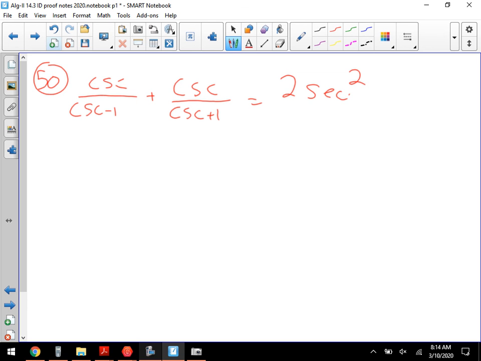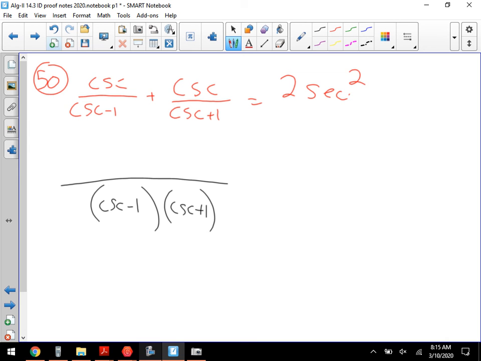So I have cosecant over cosecant minus 1 plus cosecant over cosecant plus 1. And I need to make this look like 2 secant squareds. Basically what you do, you just multiply the amount. First thing I do is get the common denominator. So it's going to be cosecant minus 1 and a cosecant plus 1. We okay with that? Yes.